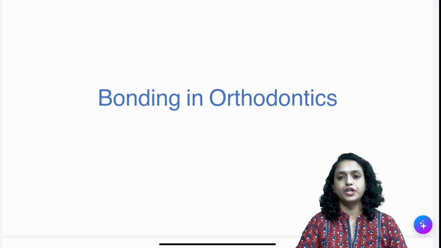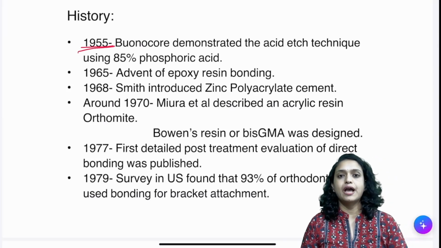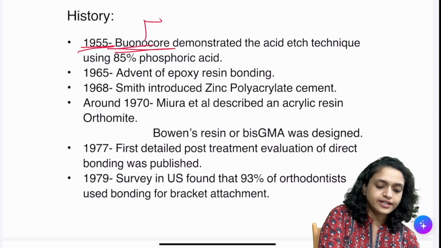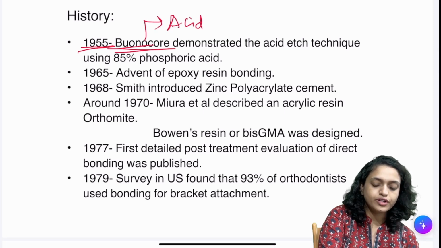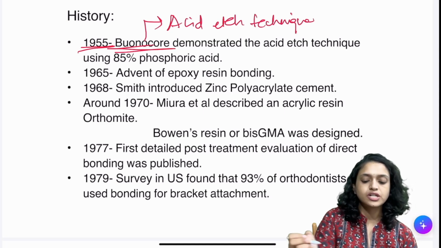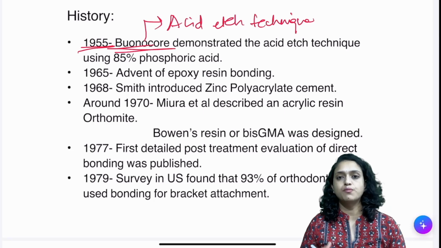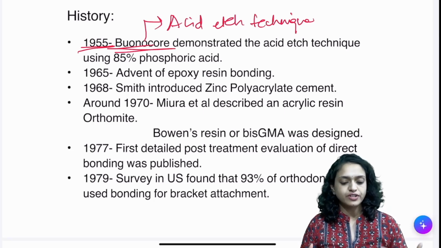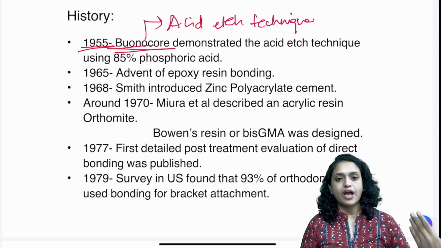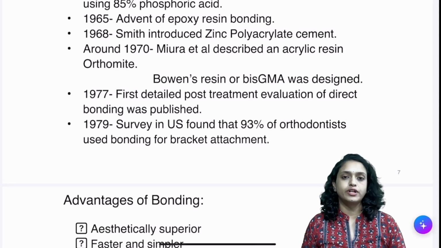And coming to bonding in orthodontics, in 1955, one cutting edge invention happened, which was by Buonocore. He is the one who invented the acid etch technique. It's an important one mark question. Who invented the acid etch technique can be the question. So, Buonocore invented the acid etch technique using 85% phosphoric acid. After the development of the acid etch technique, Bis-GMA or the composites were developed. So, after the 1980s, everybody shifted to direct bonding in orthodontics.